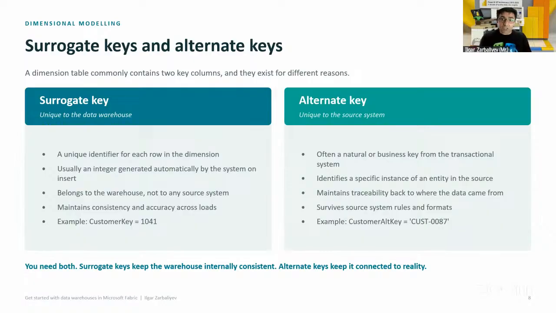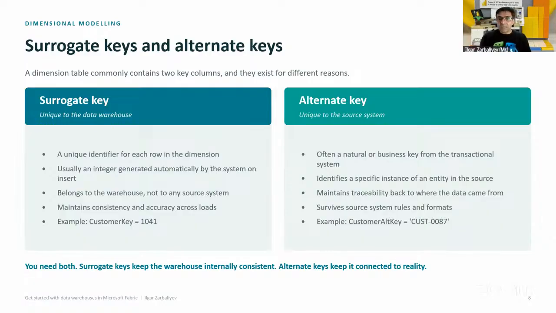Second, source systems change. A company migrates from one CRM to another, and every business key is reissued. If your fact tables were keyed on the business key, you would have to rewrite history. If they are keyed on the surrogate key, you just map the new business key in.